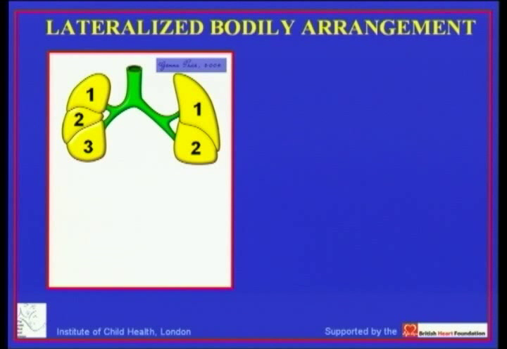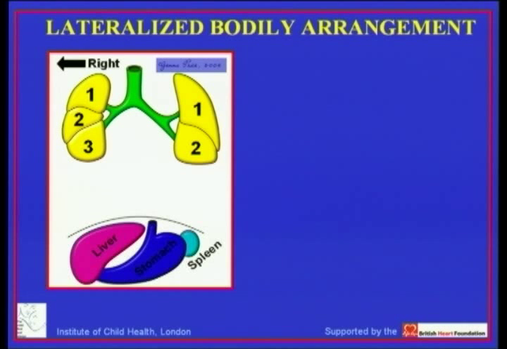But to emphasize again, the essence of isomerism is the distinction between lateralized bodily arrangement and the situation we see in visceral heterotaxy. So you all know that in the usual situation, the right-sided lung has 3 lobes, is fed by a short bronchus. The left-sided lung has 2 lobes and is fed by a long bronchus.